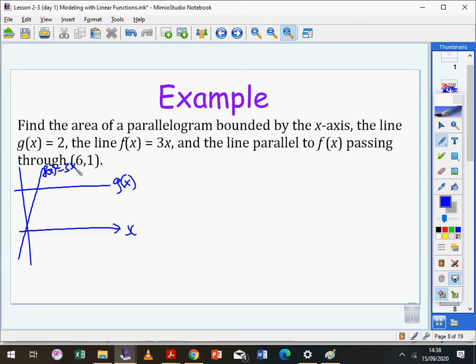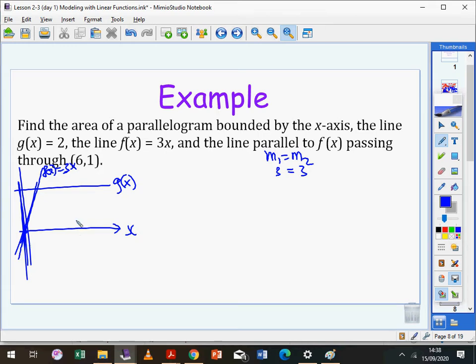And the line parallel to f of x. So I need a line that's parallel to this one. And remember, if it's parallel, then the slopes are equal. So the slope of this line is also going to be 3 because the slope of f of x is 3. And that line is passing through the point, by the way, this is the origin. It's just bad drawing. That line that's parallel is passing through the point x is 6, y is 1.